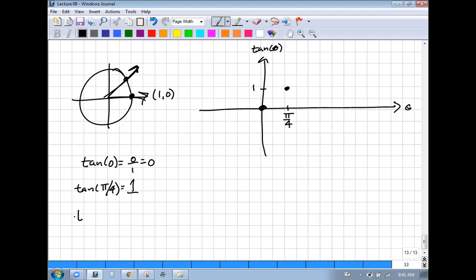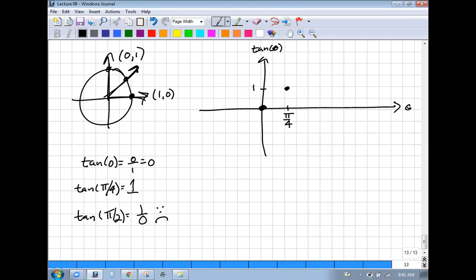All right, but let's go up here to pi over 2. What happens when we go straight up? This point is (0, 1). So tangent, being y over x, is 1 over 0, and you can't divide by 0.